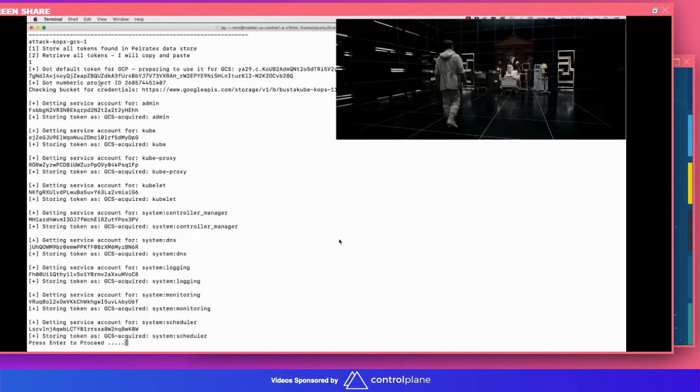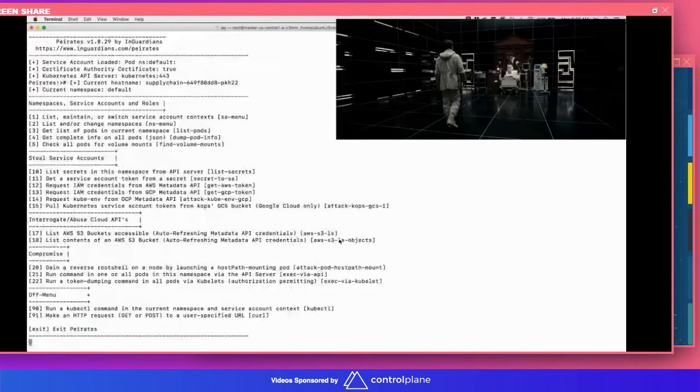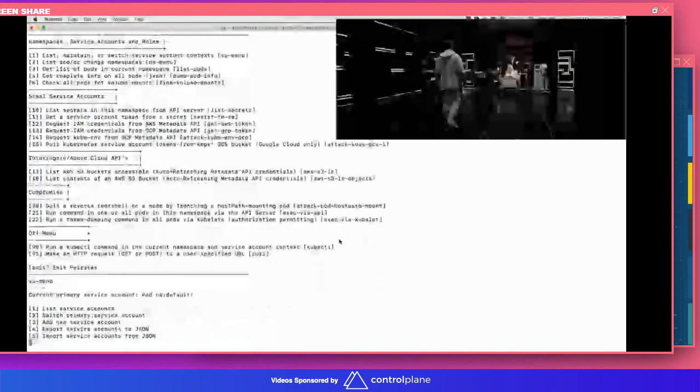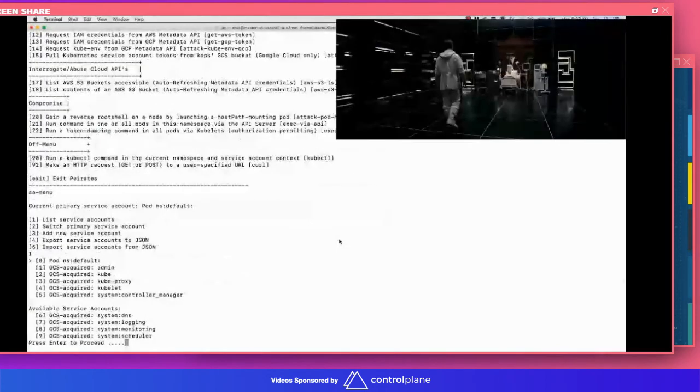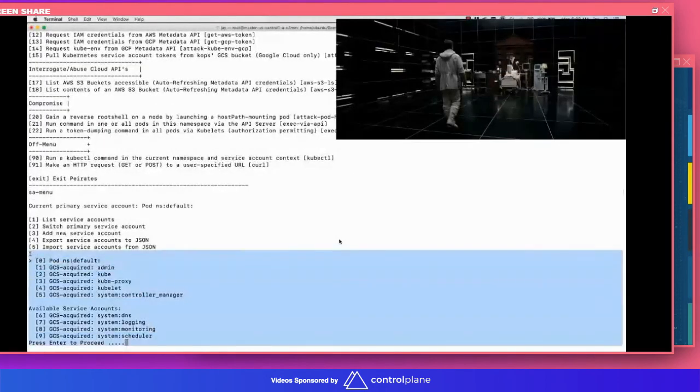So I do a few command lines, and we've just automated this at this point, so we can basically say, okay, let's get the token out of the metadata API, let's grab the project ID out of the same place, let's go looking through all the buckets, and see if we can find any service account tokens. And if we find them, then we'll automatically populate them so that when you hit this SA menu and say, I want to list my service accounts, you see the one that you started with, but then you also see these ones that were acquired from GCS.